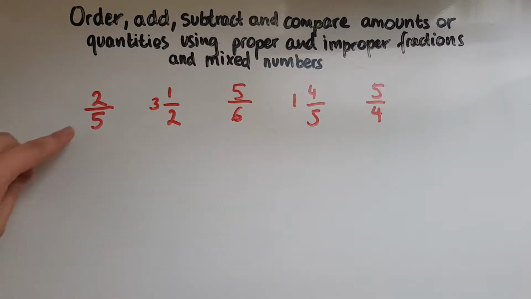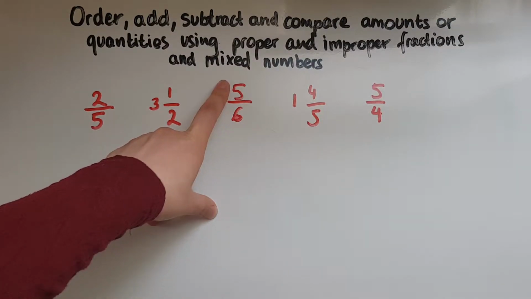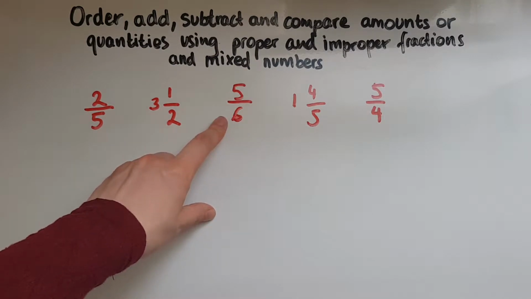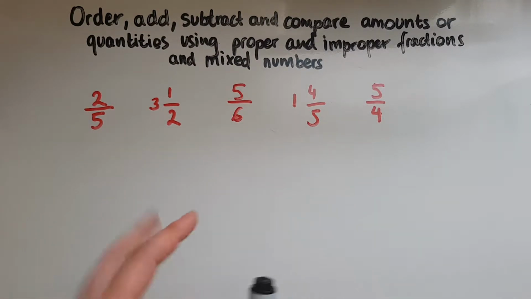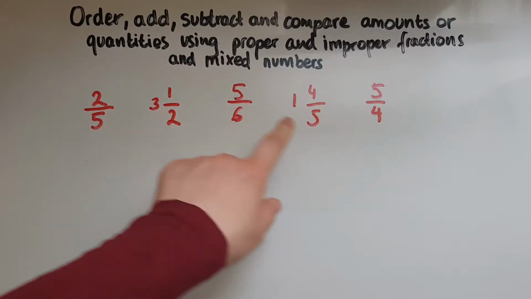Proper fractions are the ones like this, where the top number is smaller than the bottom number, suggesting that this is less than a whole. The same thing over here. The top number 5 is smaller than 6, so that suggests that this is less than a whole. So this is called a proper fraction.